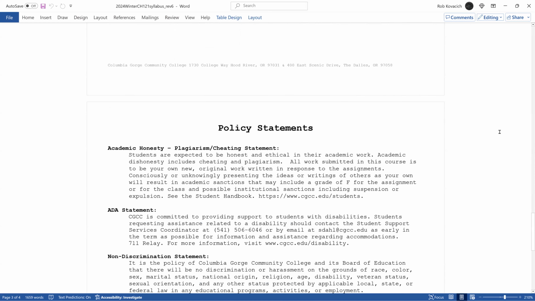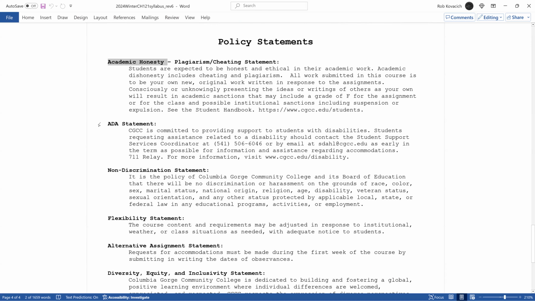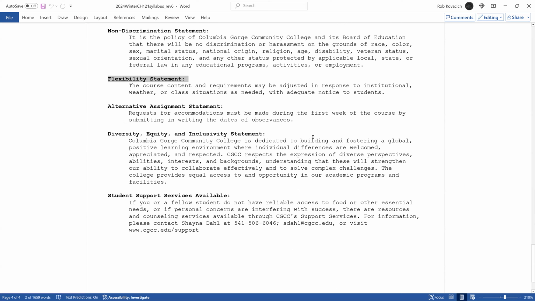And then the last part of the syllabus: all the syllabi at the college should have these policy statements about academic honesty, about disabilities, about non-discrimination, about flexibility. Flexibility probably isn't a big deal for us because this is usually a weather situation and we're online, so it shouldn't be a big deal. Unless we have a situation like we did a few weeks ago where we fully lost internet for more than a day. Maybe it wasn't that long, 12 hours or so. Alternate assignments go along with accommodations. Then here's our diversity, equity, and inclusion statement. And if you have any questions, you can always contact Student Services for any help.